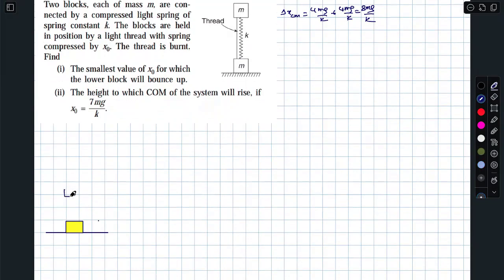See, this is the initial compression. Here is your spring. This is the relaxed length. And this is x0. x0 is the initial compression. Now what is happening thereafter is that the block remains as it is on the ground.